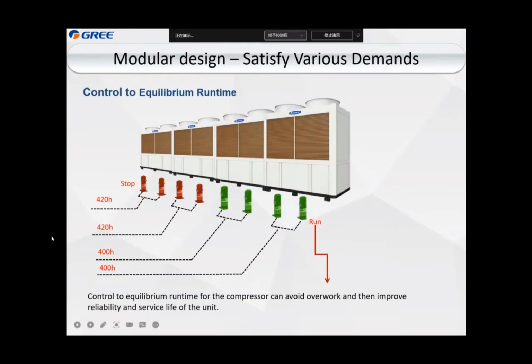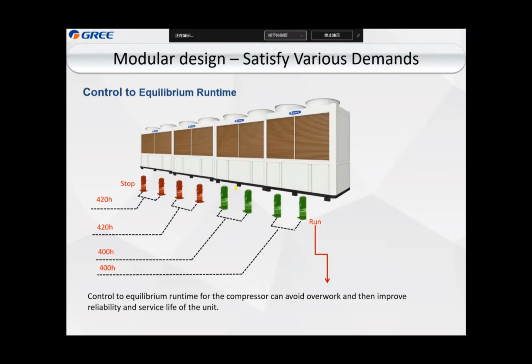And next is the control to equilibrium runtime. With equilibrium runtime, we mainly ensure the balance of all the compressors, all the modules. During part load, not only one compressor or one module works. Maybe this time the number one module works, and next time another module works. So with this control logic, we can let all the modules work in a balanced way. So we can extend the whole unit's lifespan.